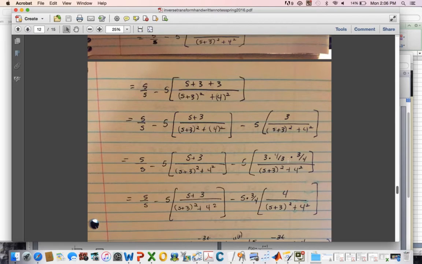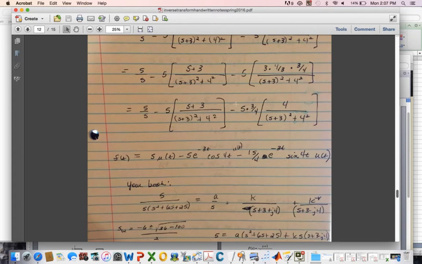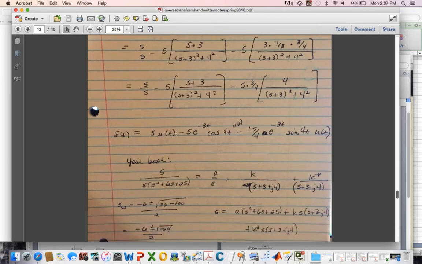What I want is a 4 in the numerator, so I get that by multiplying by 4/3, then multiplying by 3/4. My 4/3 times 3 gives me my 4. My 3/4 is going to come out as a constant. So this will give me 15/4. This is going to inverse transform into sine. This is going to inverse transform into cosine. So the final expression is as follows, remembering that really each term is multiplied by a u of t.